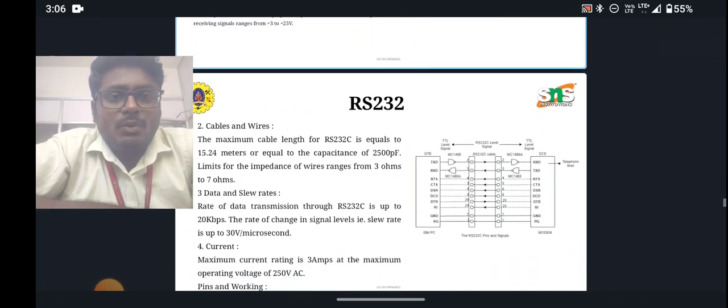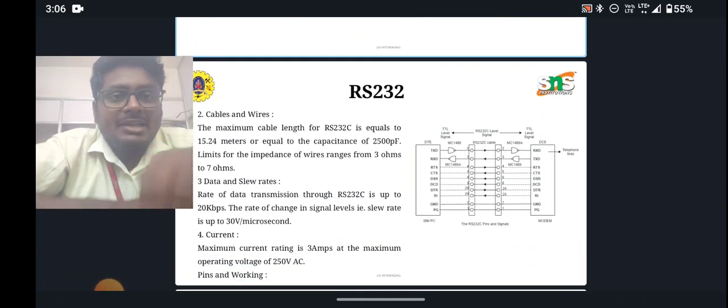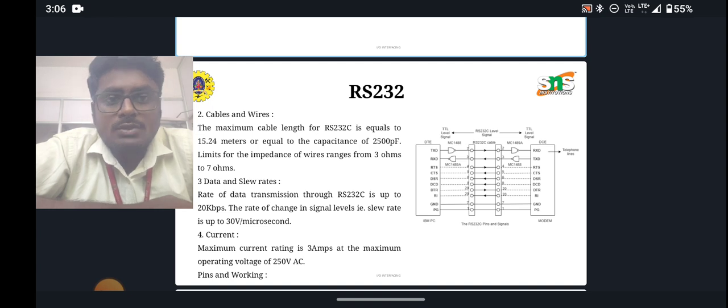Whereas for its cables and wires, the maximum cable length for RS232C is equal to 15.24 meters, or equal to the capacitance of 2500 pF. Limits for the impedance of the wire range from 3 ohms to 7 ohms.